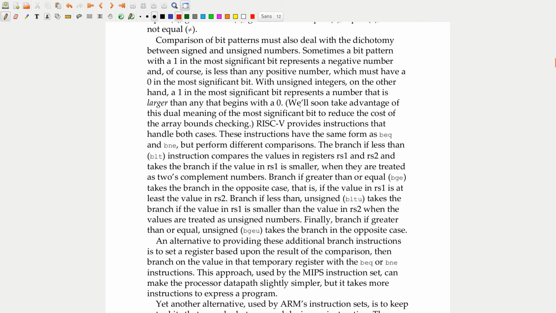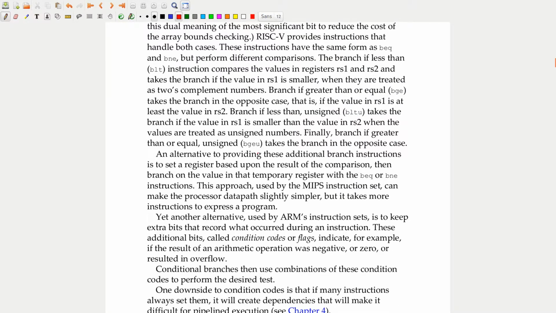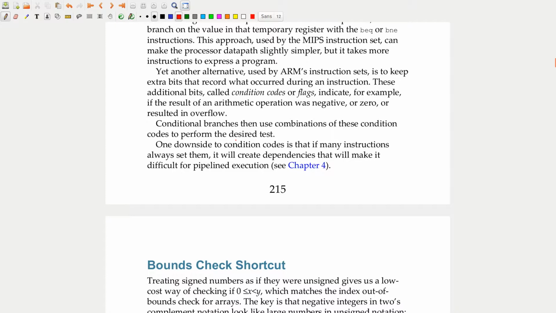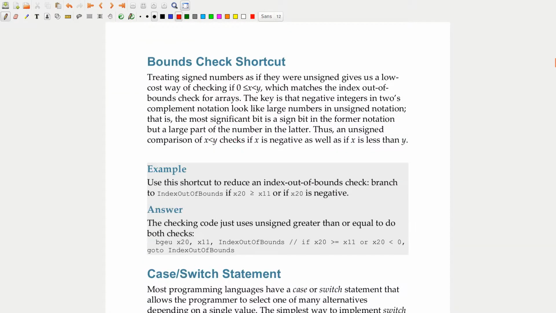So these are just some stuff on testing. Branch greater than or equal to. That part was not entirely that interesting, so let's look at the bounds check shortcut.